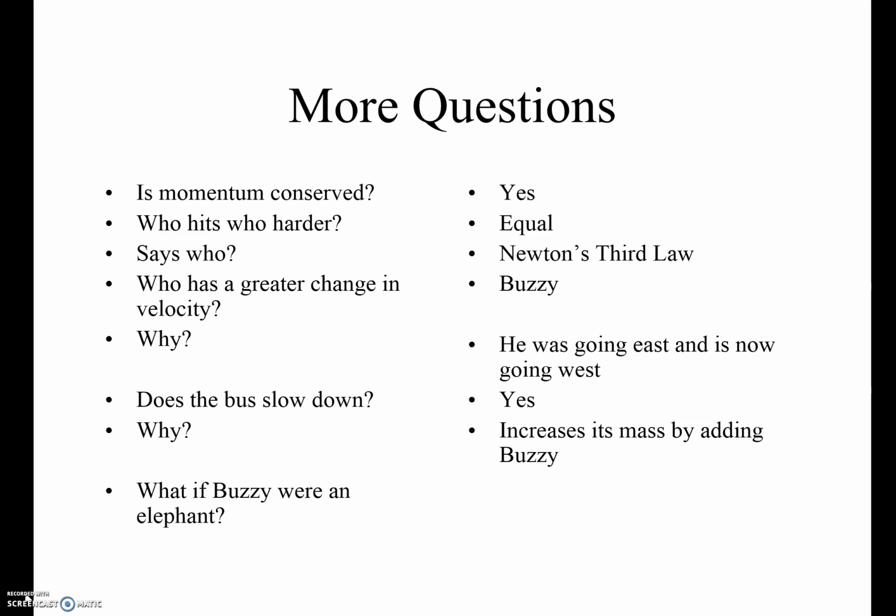So our last question is, what if Buzzy were an elephant? Now the bus would have a greater change in its velocity because we'd be adding more mass to the bus, which would make the velocity go down even greater.